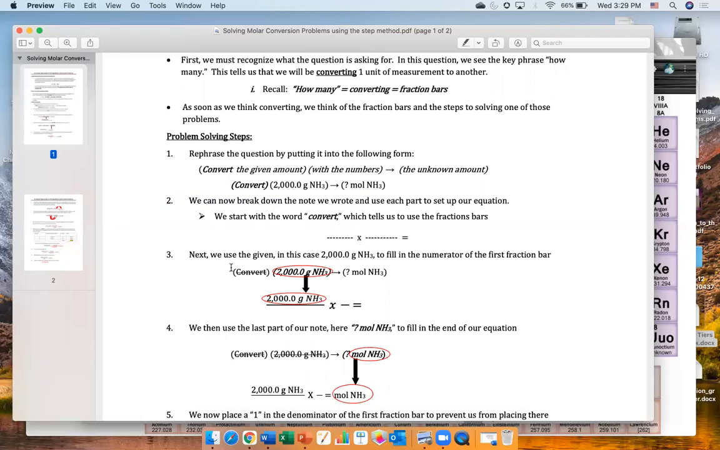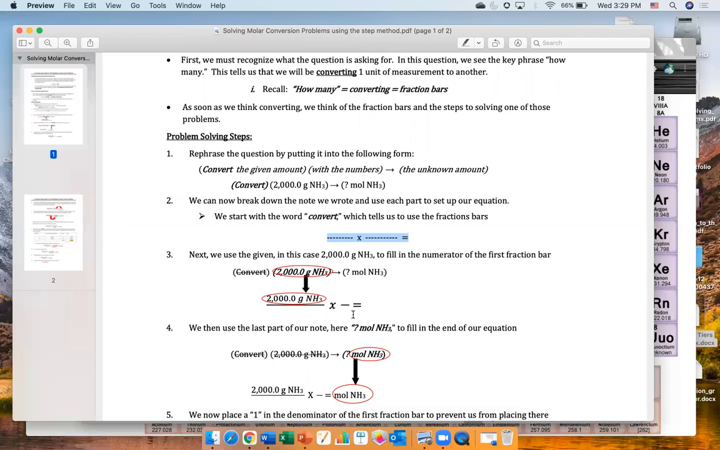So notice here that I've crossed out the convert part. That's because I'm done with it. That word convert got me to write these fraction bars down. So next we use the given, so in this case, 2,000 grams of NH3, to fill in the numerator of the first fraction bar.